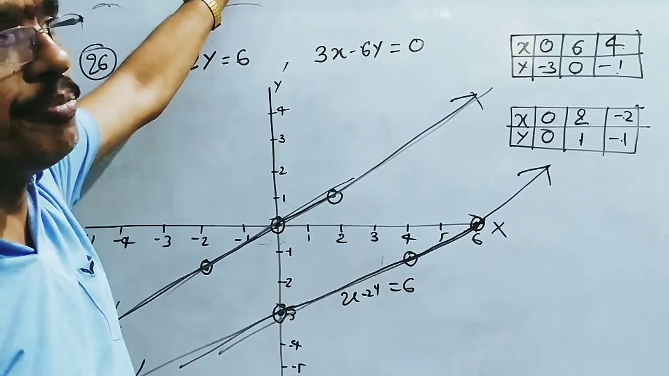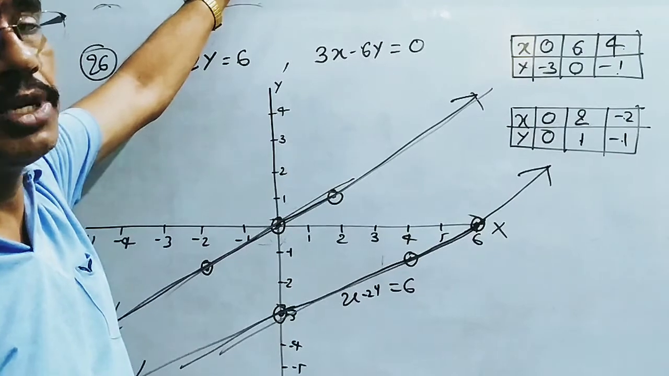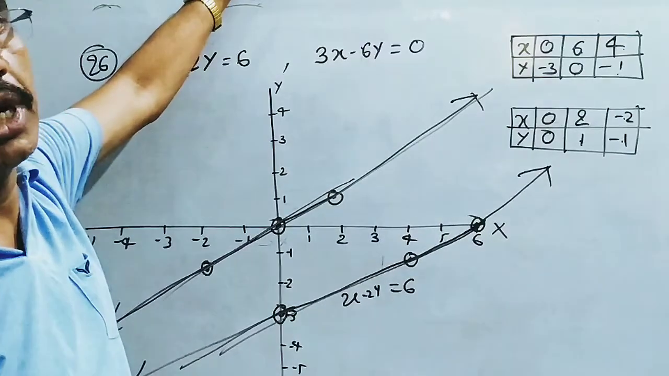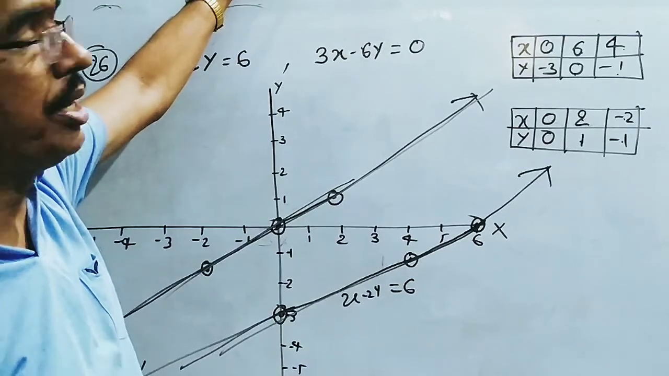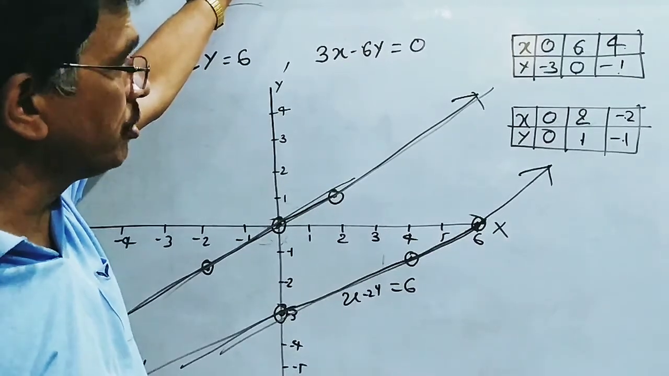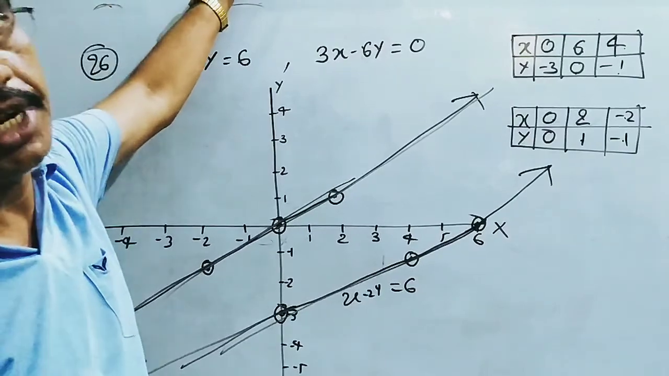When your graph lines are parallel, then your solution will be no solution, and we cannot find the value of x and y. So it has no solution and it is inconsistent.